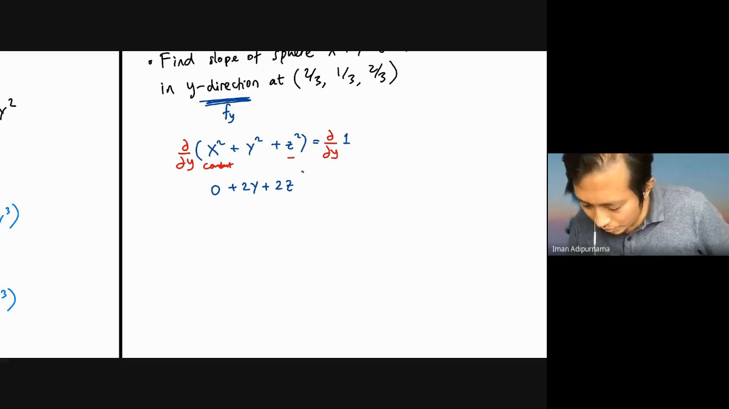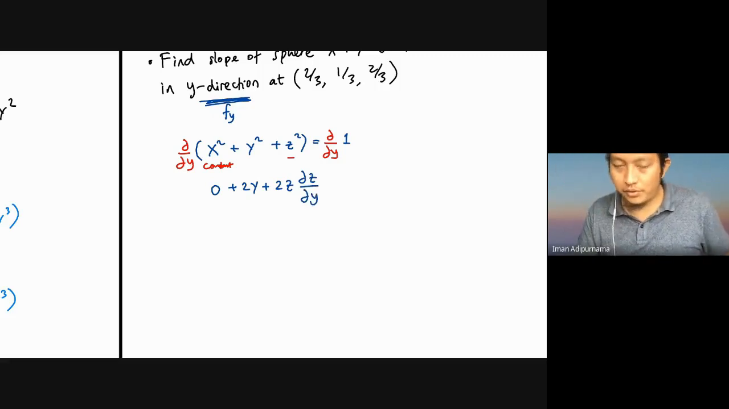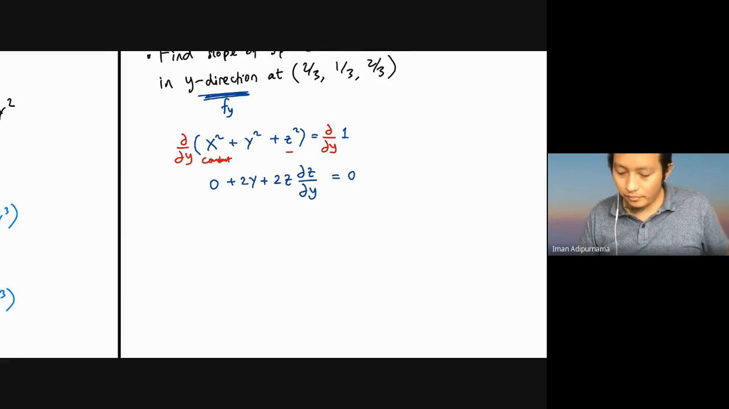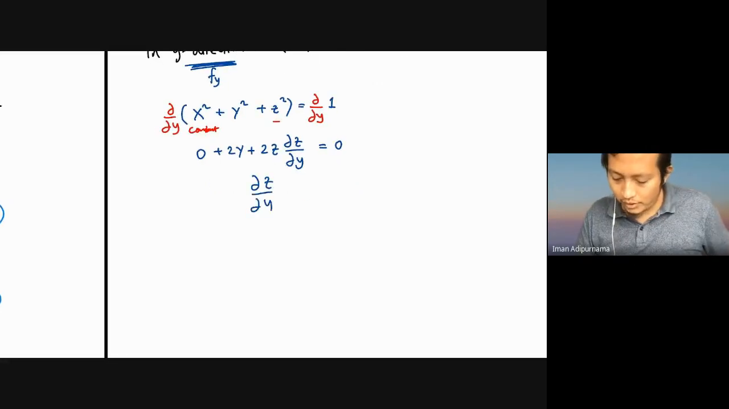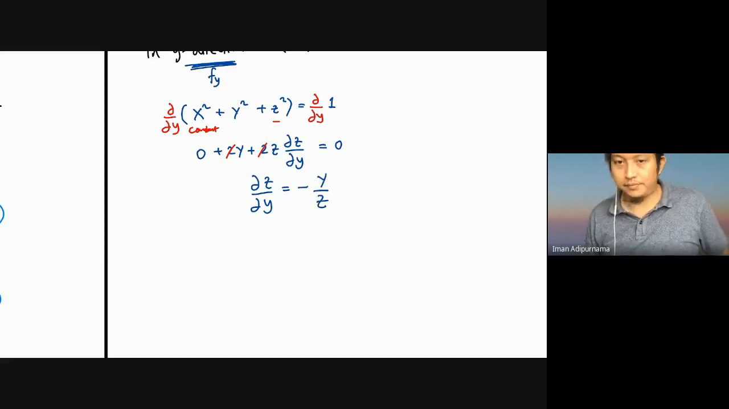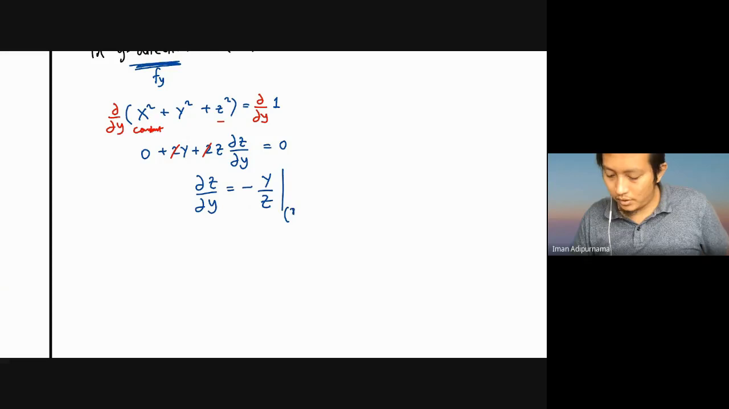So we need to put dz/dy, or df, you can use f or z, same. This is constant, it's zero. And dz over dy, this is canceling each other, it's negative y over z. And plug in the point. So it's 1/3 divided by 2/3, it's negative half.